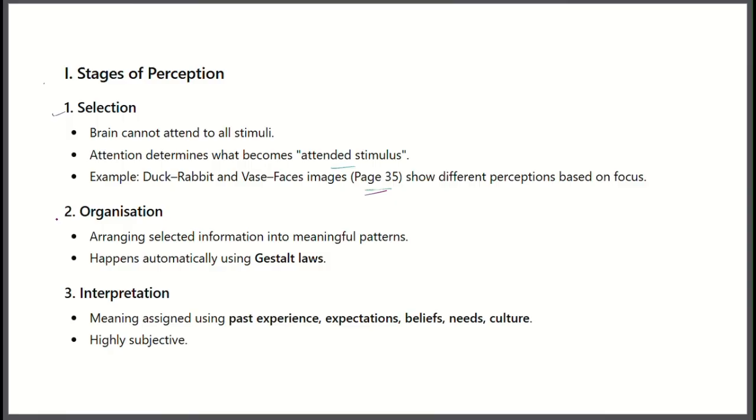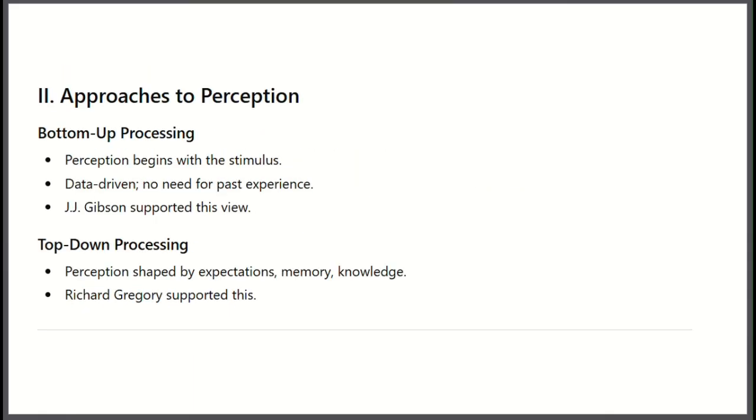What is organization? Arranging selected information into meaningful patterns. It happens automatically using Gestalt laws. Second, interpretation. Meaning is assigned using past experience, expectations, beliefs, needs, and culture. It is highly subjective.